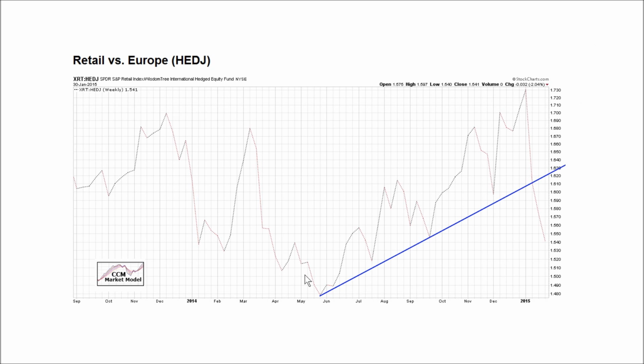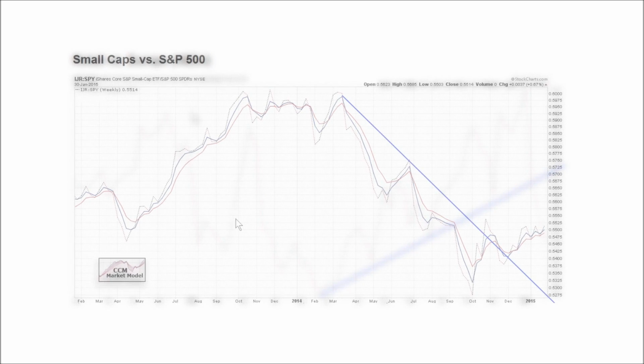Here's an example. It's possible under that scenario that we might prefer to own something like an HEDJ relative to XRT. You can see this is an uptrend here favoring retail that was recently broken. Not saying we're going to buy this, we're just using it as a hypothetical example of the thought process.